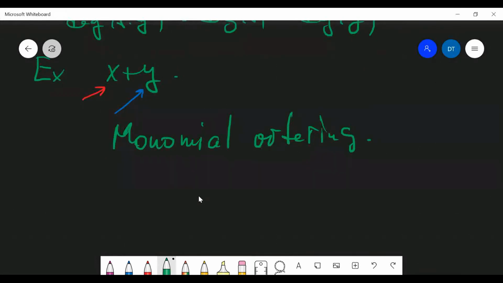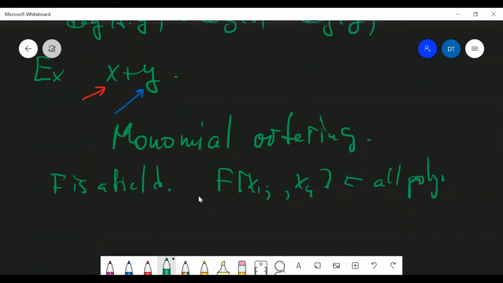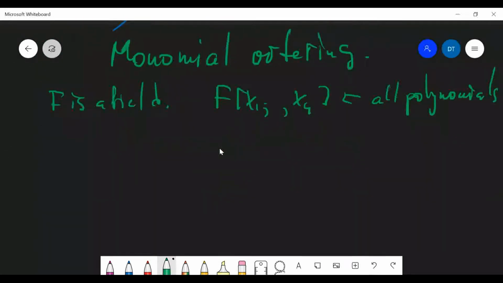And by the way, I forgot to mention that I will denote all the polynomials with coefficients in the field F by F[x1, ..., xn]. So this will be the name for all polynomials with coefficients in the field F. I suppose that F is a field, and this will be all polynomials with coefficients in F, in variables x1, ..., xn. And now I want to define what monomials are. Monomials in variables x1, ..., xn is just the set of these guys.